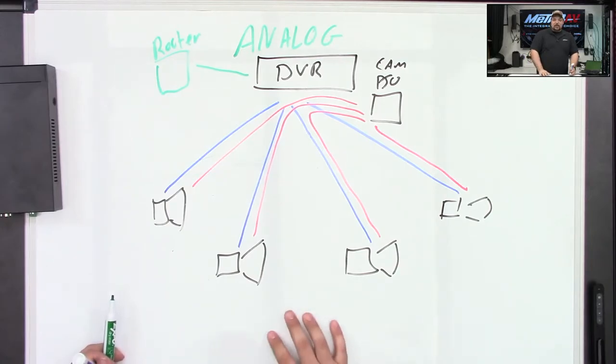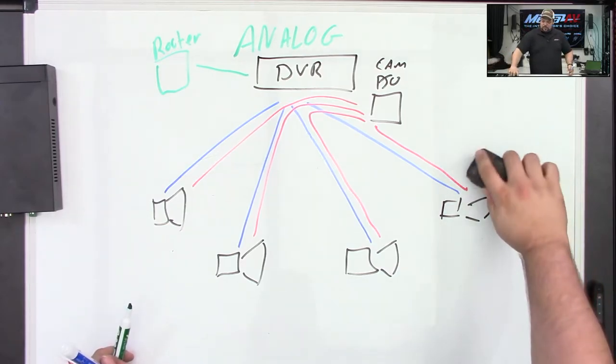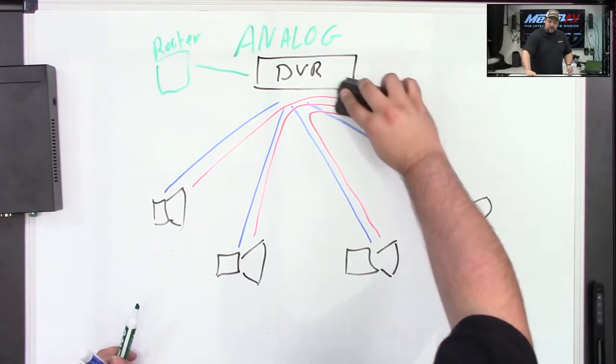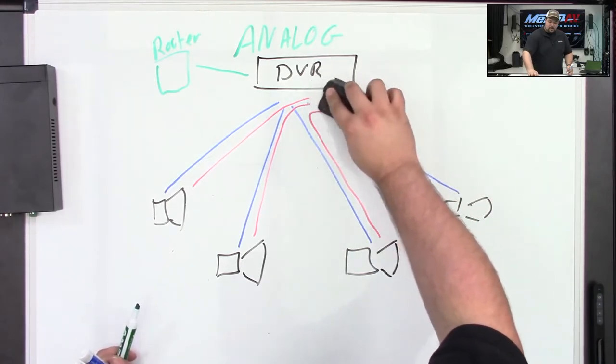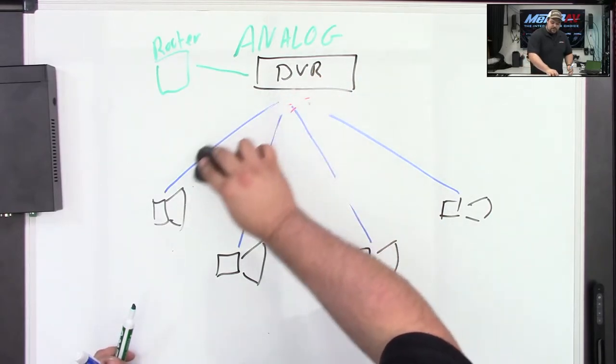So what does an IP camera system look like? Well, the easiest way to describe an IP camera system is just like this. We're going to go ahead and remove this power connection, remove the separate power supply, and we'll clean this up a little bit here, get rid of these red connections.